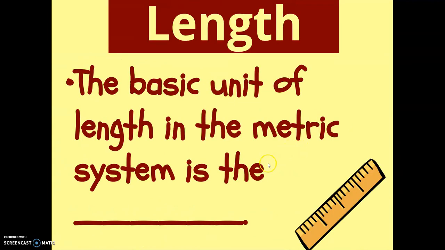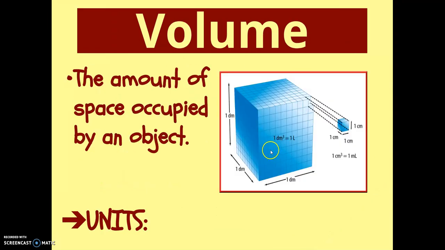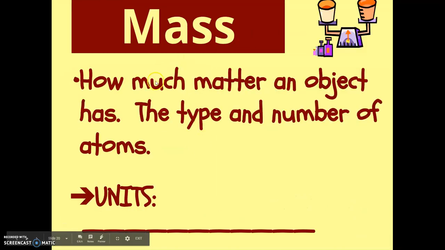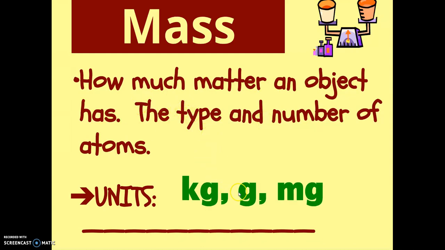The basic unit of length in the metric system is meters. So if you see kilometer, decimeter, centimeter, we're measuring the length of something. Volume is the amount of space occupied by an object. There's a couple different units. If you use length, centimeters cubed, meters cubed, but normally we use liters. Mass is how much matter an object has, the type and number of atoms. So we're going to use mainly grams and kilograms, sometimes milligrams. So grams is the measurement for mass.